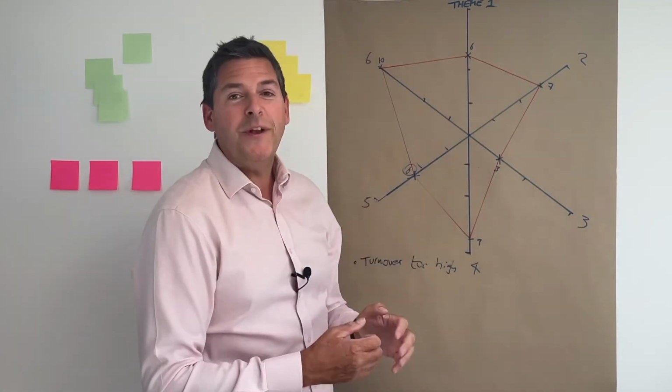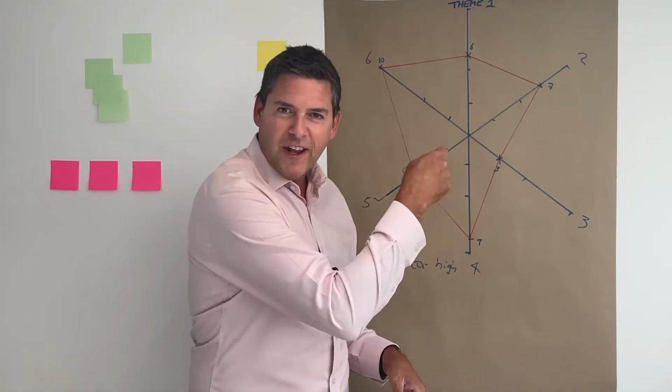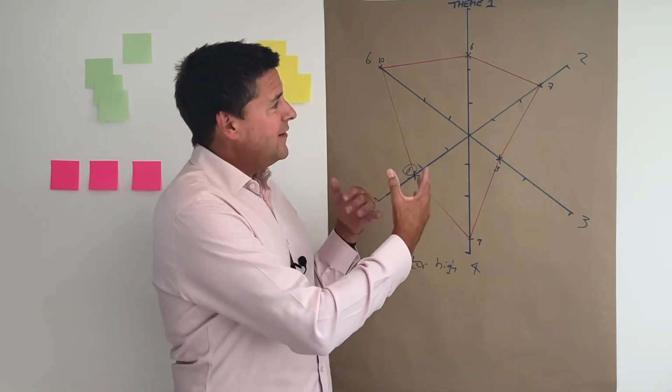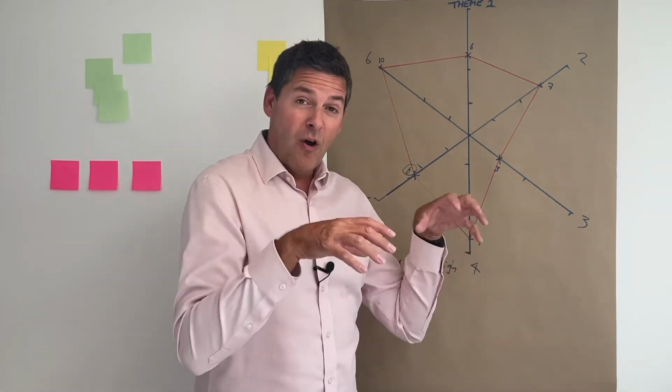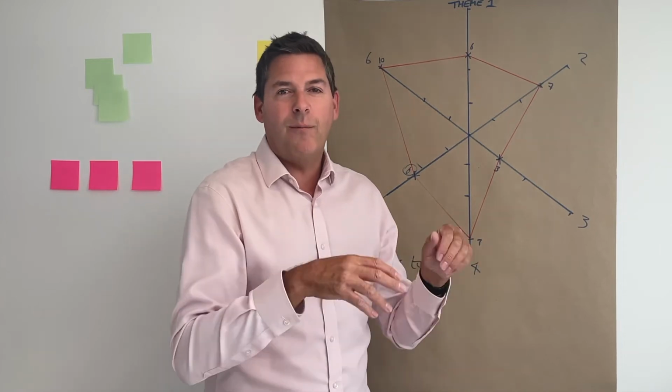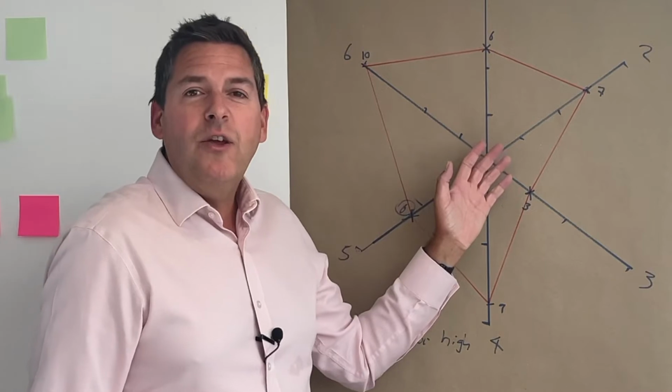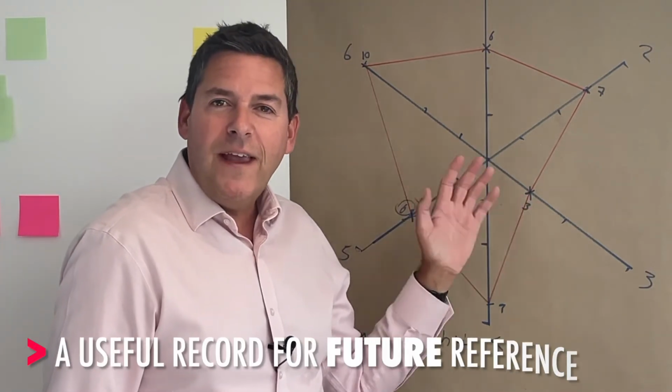What I've done is join up those to make it a bit more visual. You can shade it in as well if you like. And what we've got here then is a bit of a picture of the group's view of where we are now on our project, organisation strategy, whatever you're covering. This is really useful for the future. So you can keep this in the write-up.